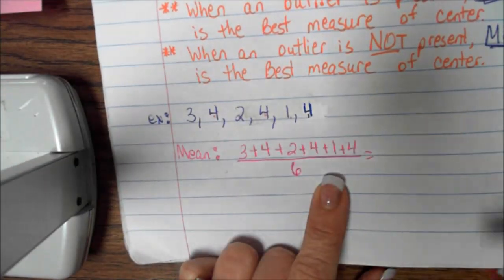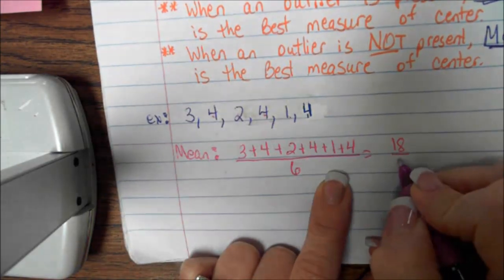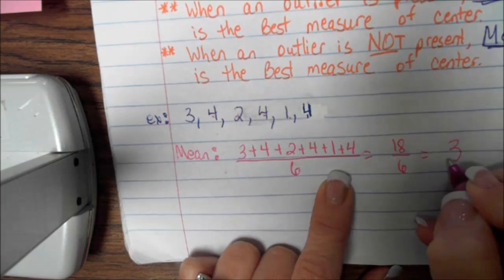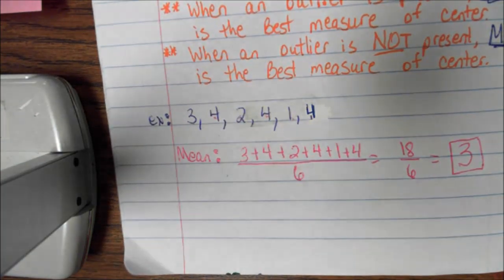So then I just solve this. I add those up and I get 18 divided by 6, which is 3. So my mean is 3.